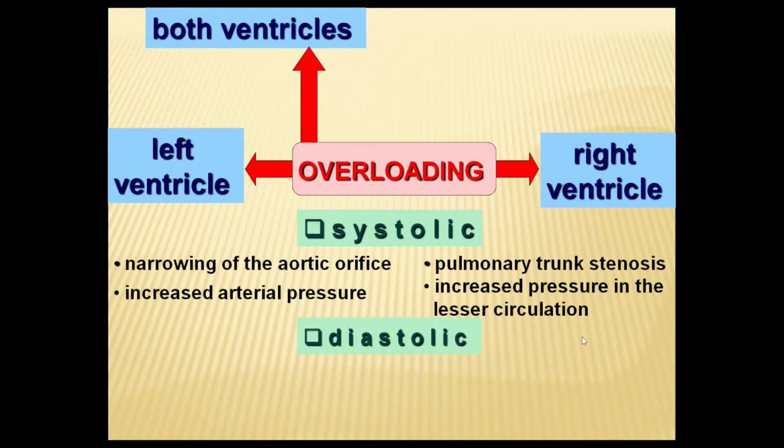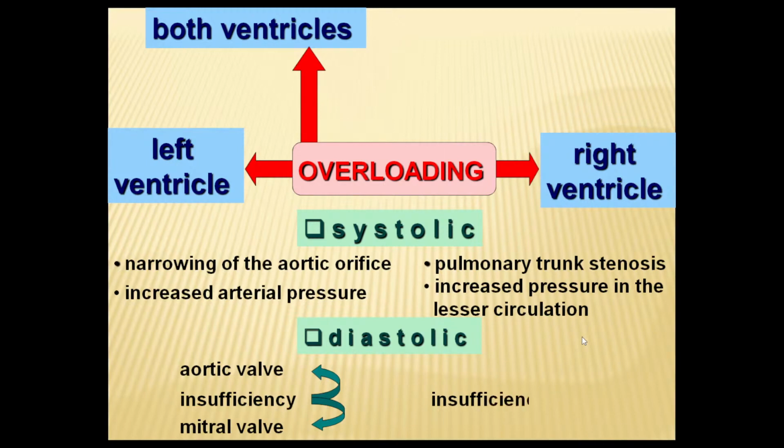Diastolic overloading is characterized by an overfilled myocardium during the diastolic period. Left ventricular diastolic overloading appears due to aortic or mitral regurgitation, due to insufficiency of the aortic or mitral valve, when the left ventricle is overfilled with blood and its contractive ability decreases.